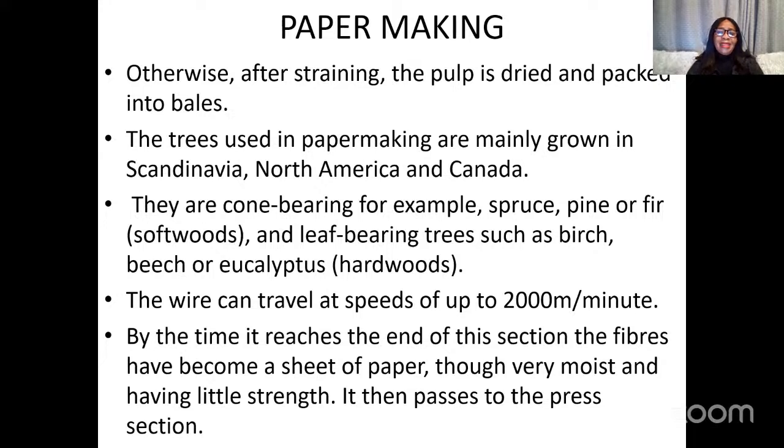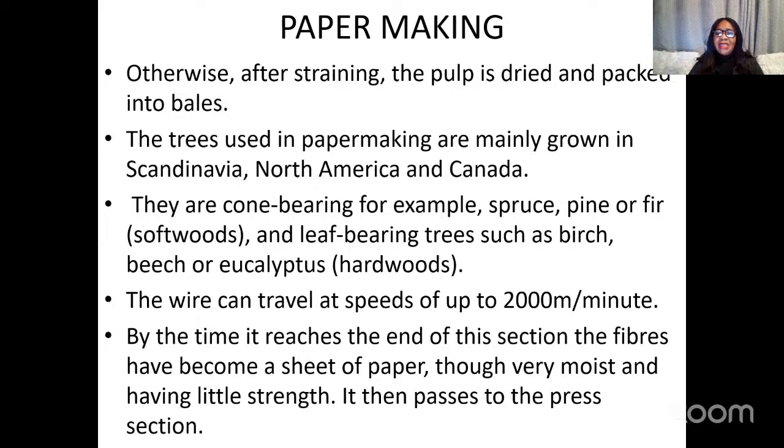So by the time that pulp reaches the end of the section, the fibers have become a sheet of paper, traveling at that speed. Though it will still be very moist, and it will not have much strength, still very weak, still moist. By the time it travels along that wire at the speed of 2,000 meters per minute to become paper, it is still soft, moist, and with very little strength.